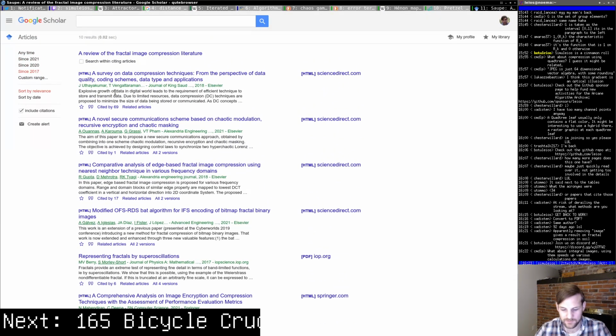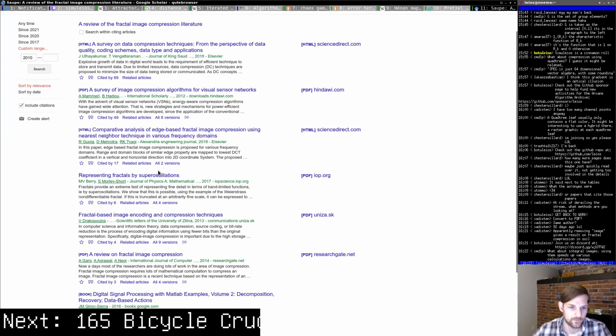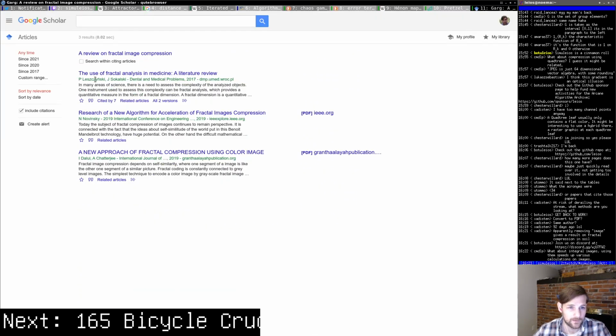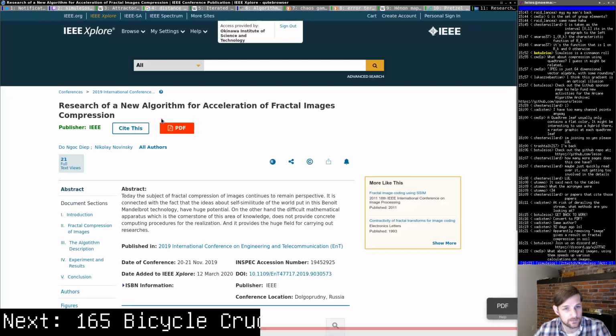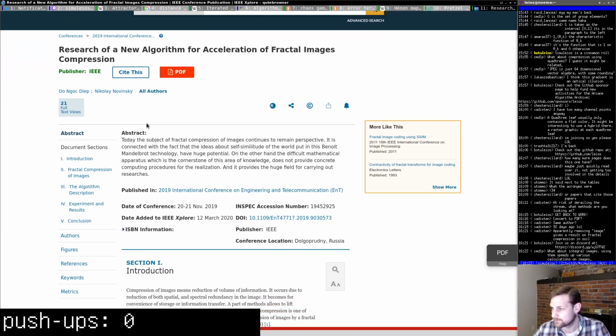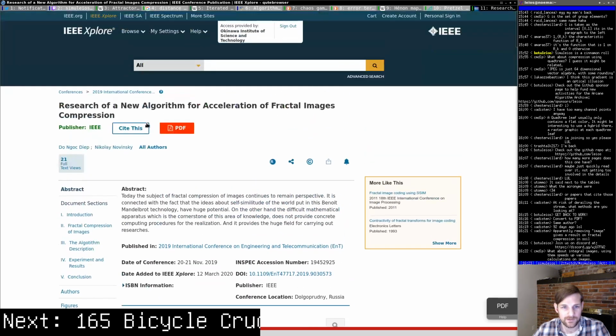Okay, so let's go back to what we were looking at before. Which one did we look at? Review, this one. This one's cited by 3 people. Research on new algorithm for accelerated... Okay, I'll take it. Research of a new algorithm for acceleration of fractal image compression. This seems like what I want.